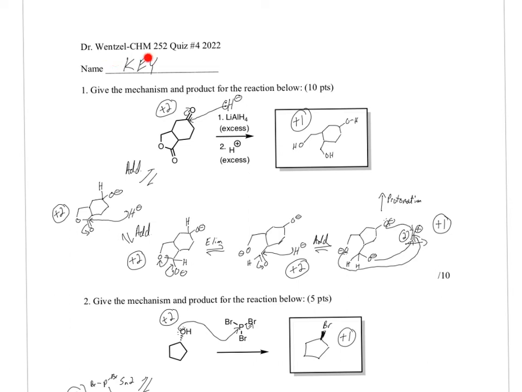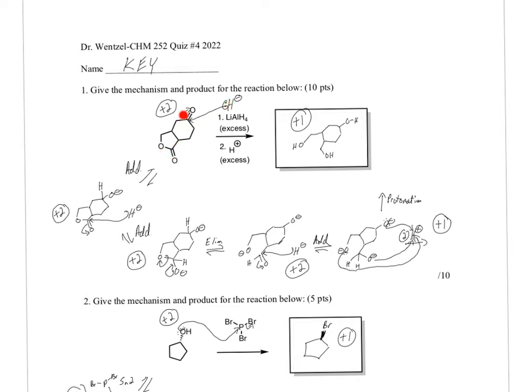Quiz 4 from this spring. So again, here we have a ketone and an ester. We have to think about these two things reacting. The ketone is going to react first. This is lithium aluminum hydride. It's in excess, because the ketone is more reactive. The ester has resonance, which makes it less reactive.